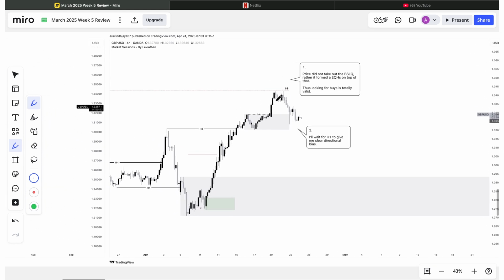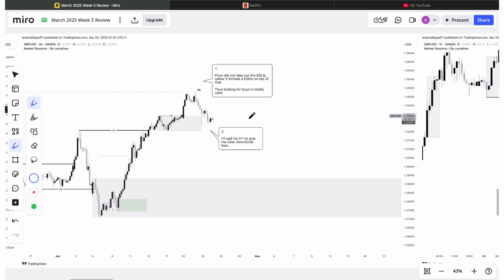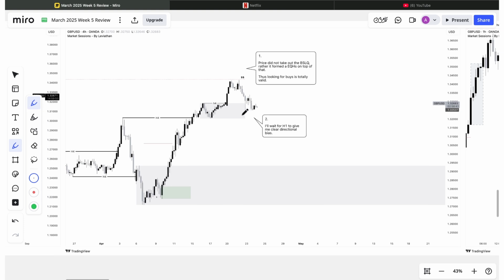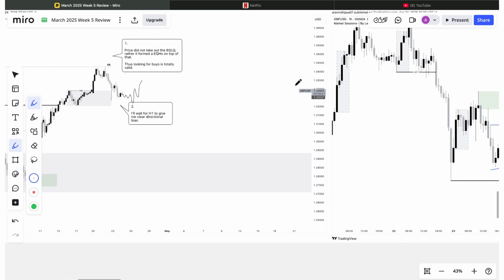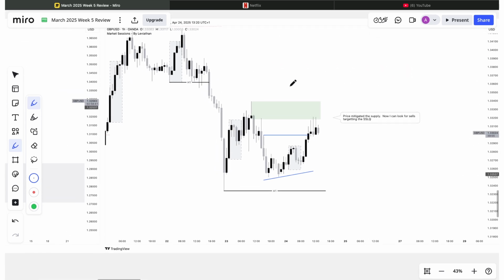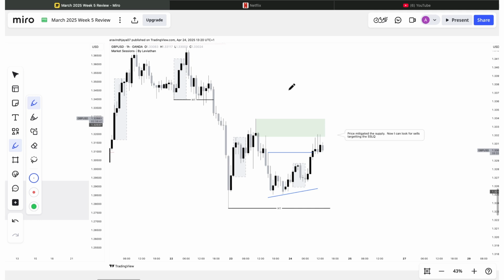So yeah, pretty much the same about the 4-hour chart except this daily demand zone which I drew freshly. So I can't say anything about the 4-hour now because it is messy price action. All I can do is wait for the H1 to give a bullish safe zone, and then I can look for longs. So here it is. This is the H1 structure.